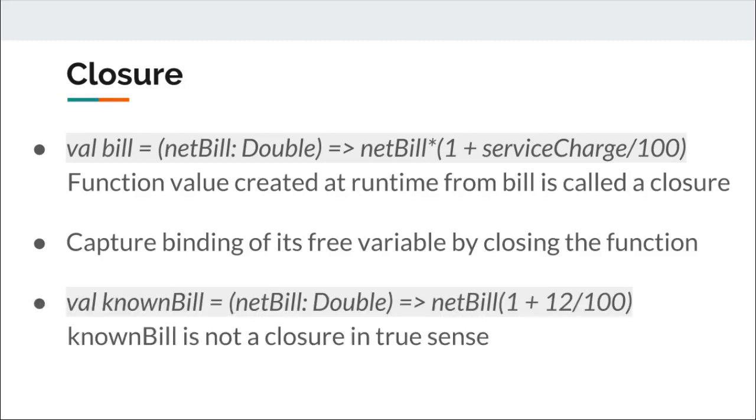Consider a function literal with no free variable, such as this function literal knownBill. The knownBill also takes in an input parameter of netBill, but knownBill is not a closure in the true sense because the knownBill function does not capture any free variable, but rather it has a constant.